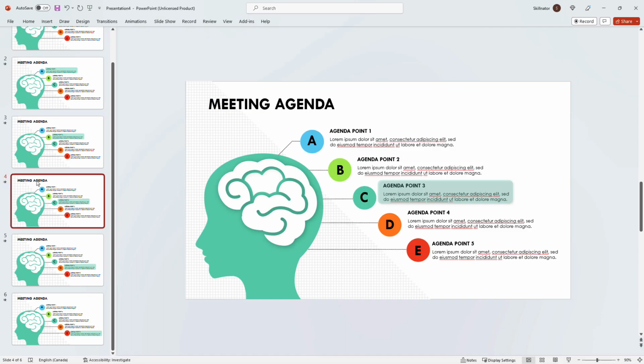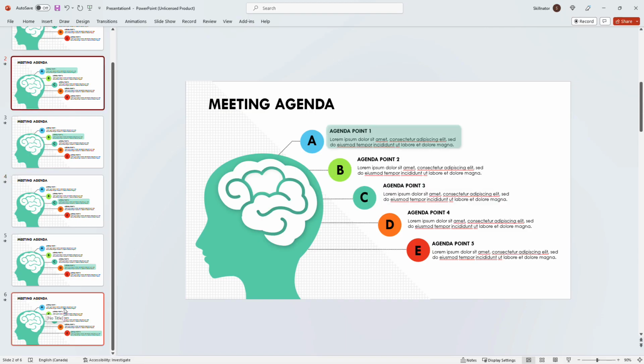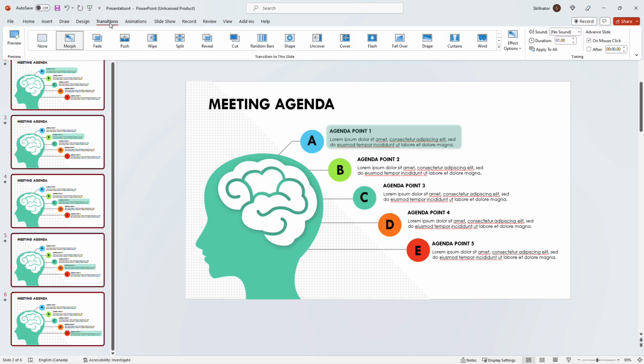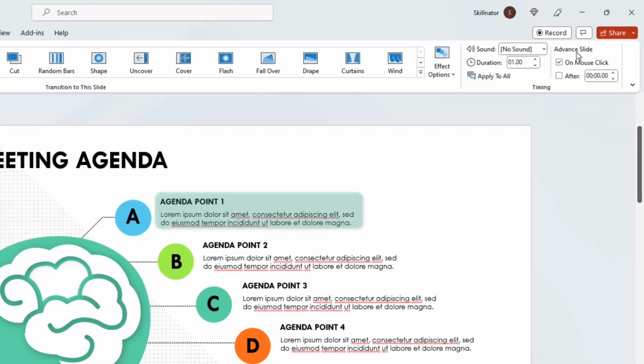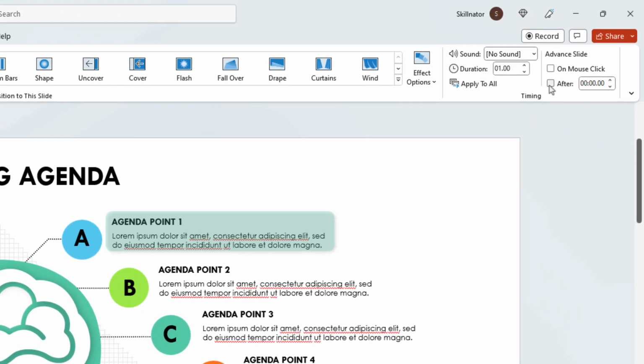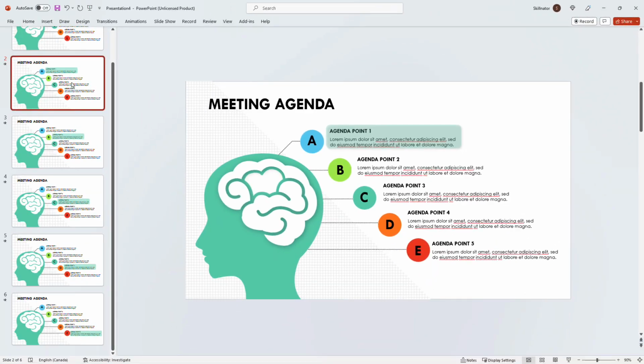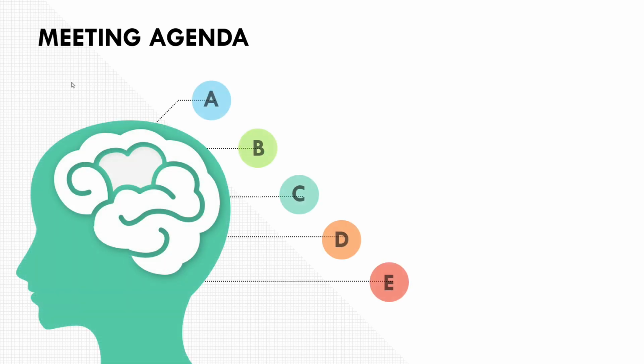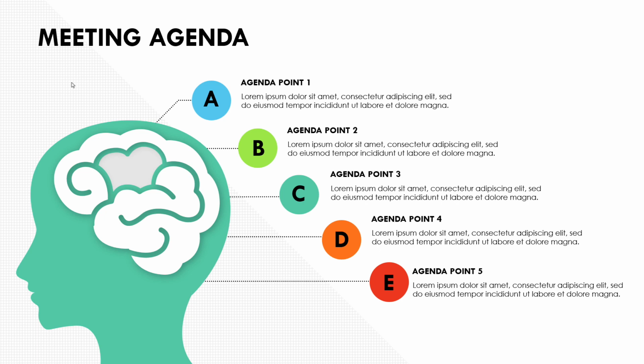To do that, I will select all the slides that have the Morph transition, which is slide 2 to slide 6. Then go to Transitions, and in the Advanced Slide option, I will uncheck the mouse click, and I will define the interval after which I want the box to move to the next item. Let's put 5 seconds for now. Again, I'll press F5 to go to the presentation mode. And here you'll see that the box will automatically move to the next point after 5 seconds.